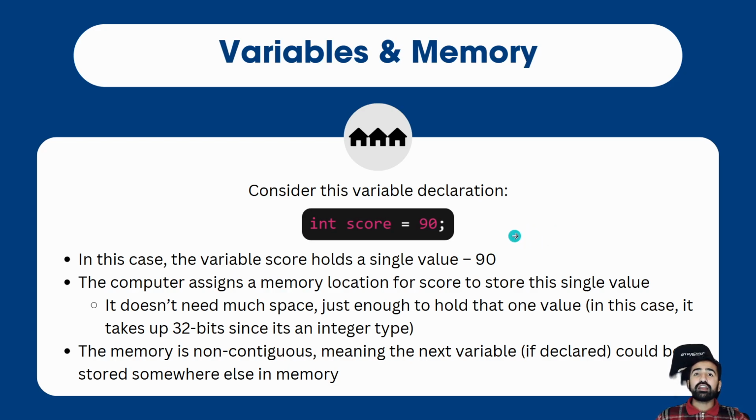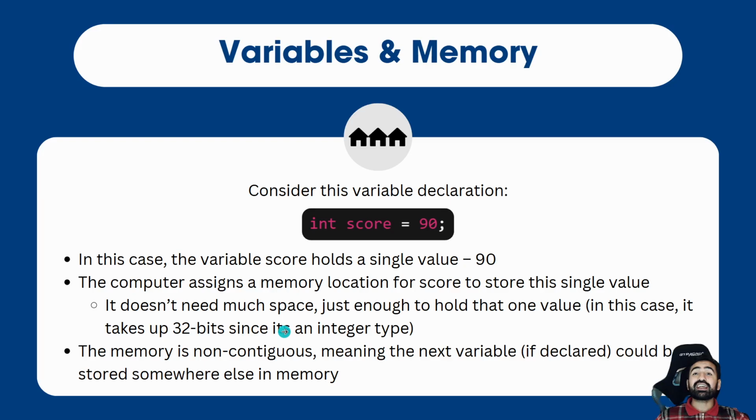Before we get to that, I do want to note there's no star on this slide. It's not required knowledge. I won't test you on it. But just to give you an idea of how this works and why it works. So consider this variable declaration: int score is equal to 90. So the variable score holds a single value, 90, right? The integer 90. So the computer assigns a memory location for score to store the single value. It doesn't need that much space. In fact, because it's an integer, we know it takes up 32 bits. So that's way back when we were talking data types and variables in Java.